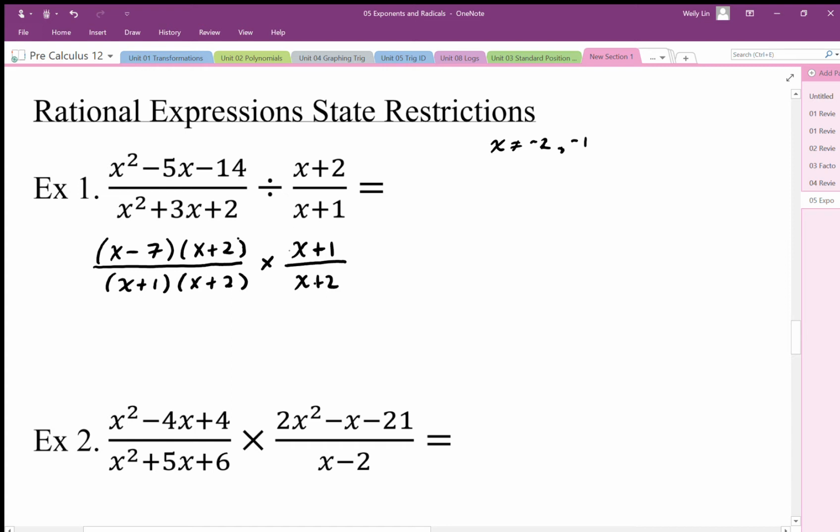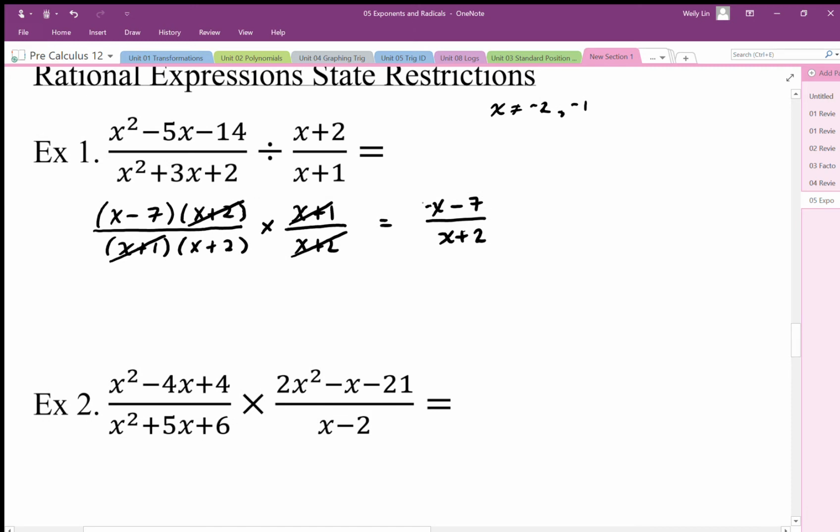So I can see that some factors cancel out. And as long as I've stated my restrictions, I can cancel out those times factors, and it has to be times, it can't be plus. If we have any pluses, we can't cancel things out. So those are all times. So all I'm left with is x minus 7 on top, and then x plus 2 on the bottom. Okay, so there it is.